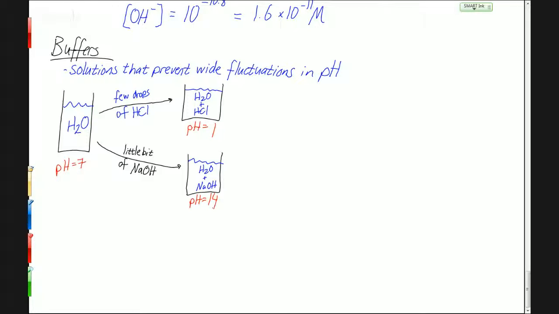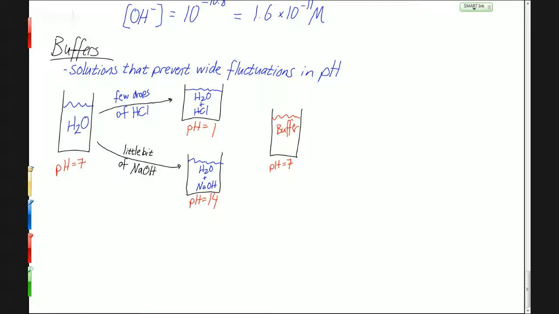If we don't want that to happen, or if we have an environment where that pH needs to be controlled, we need to have a buffer. The way that a buffer works is it still changes the pH, but it allows the pH to change in tiny, tiny increments. So I'm going to redraw this next to it here. And this time we're going to look at a buffer. And this buffer is going to have a pH of 7, just like the water did.